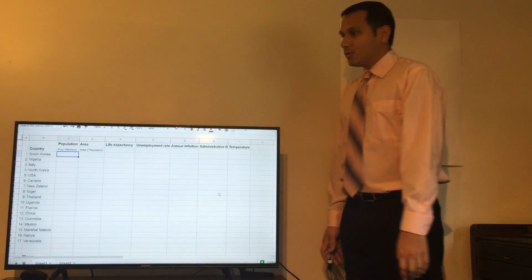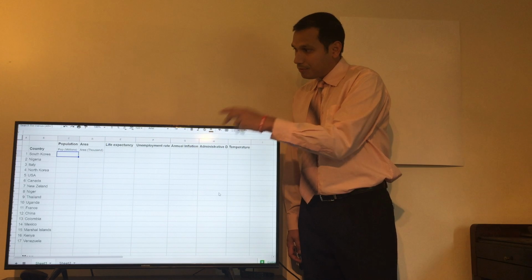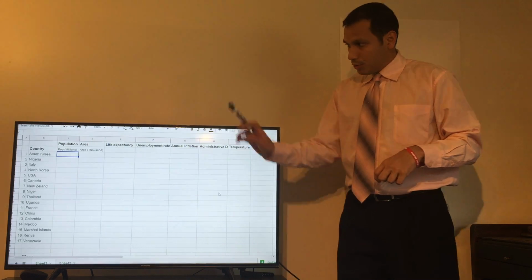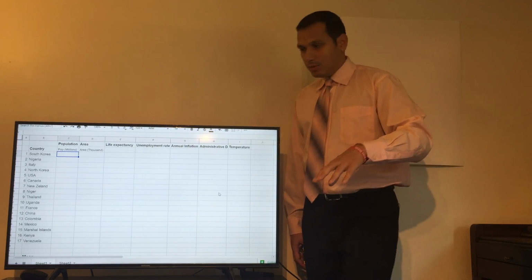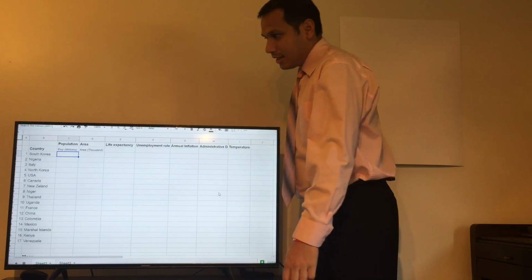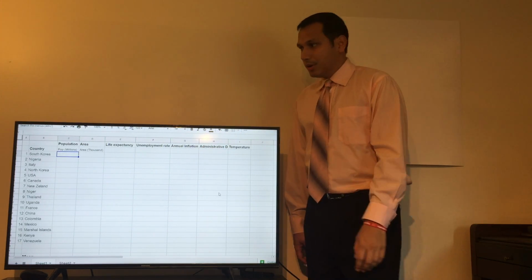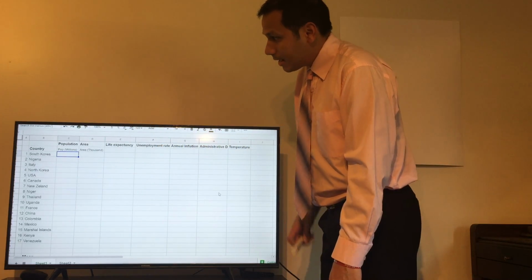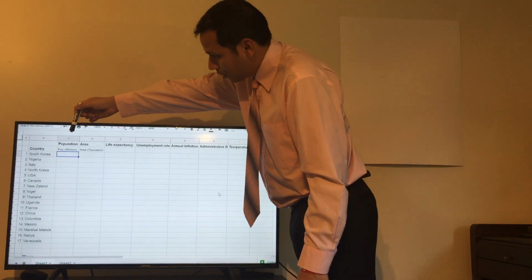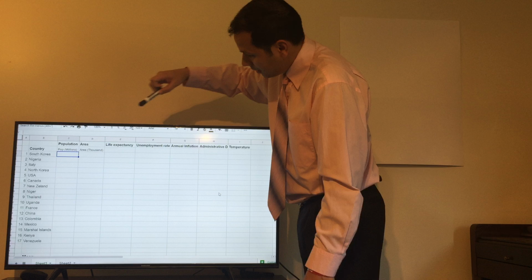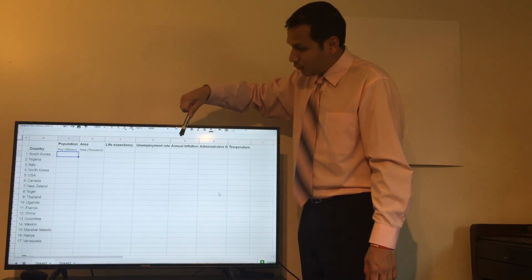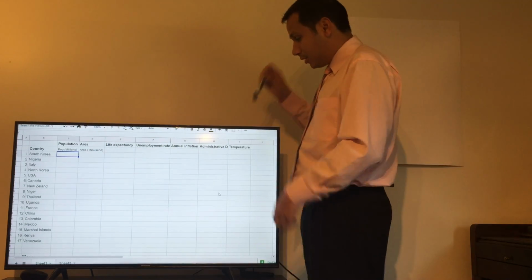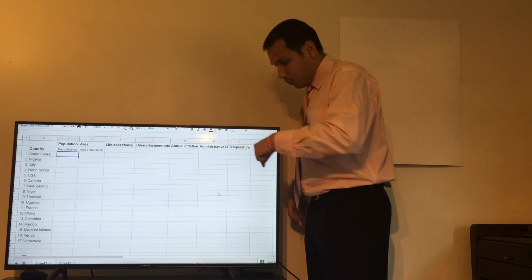So what I'm doing here is I have a list of countries. Actually, I assigned my class last year to research some countries. I told them to choose countries, they chose those, and then we researched them. We have 17 countries, and what we found out was the population, the area, the life expectancy, the unemployment rate, the annual inflation, the administrative division, and then the temperature, the temperature in the capital city at that moment.